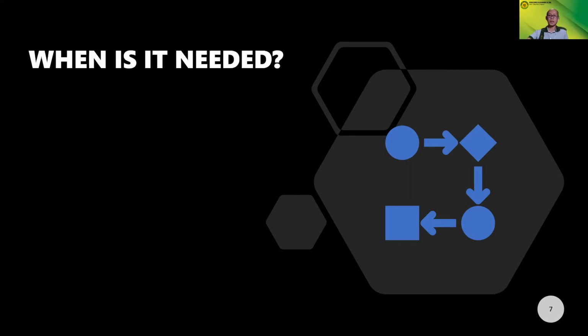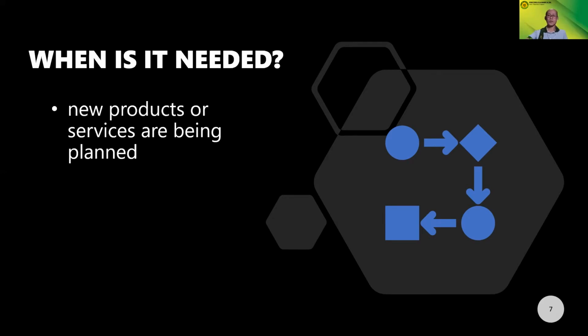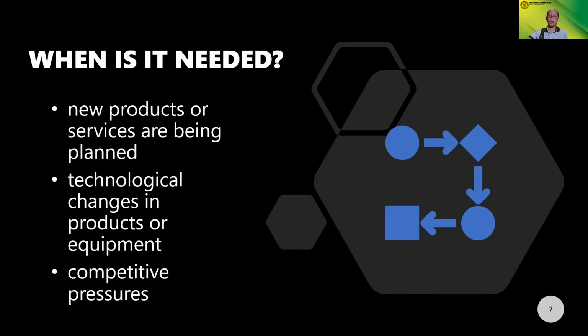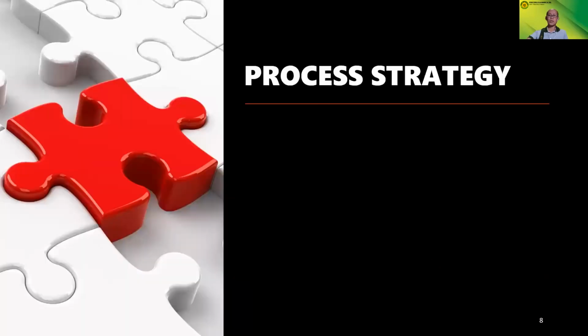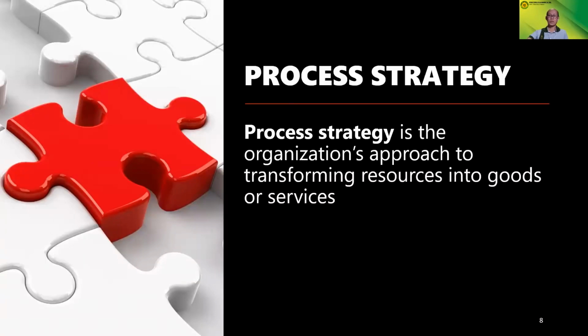When is process selection needed? Process selection occurs when new products or services are being planned. However, it also occurs periodically due to technological changes in products or equipment, as well as competitive pressures. How an organization approaches process selection is determined by the organization's process strategy. Process strategy, therefore, is the organization's approach to transforming resources into goods or services.